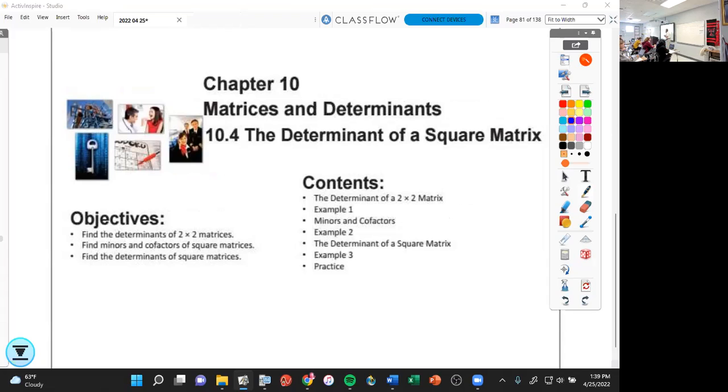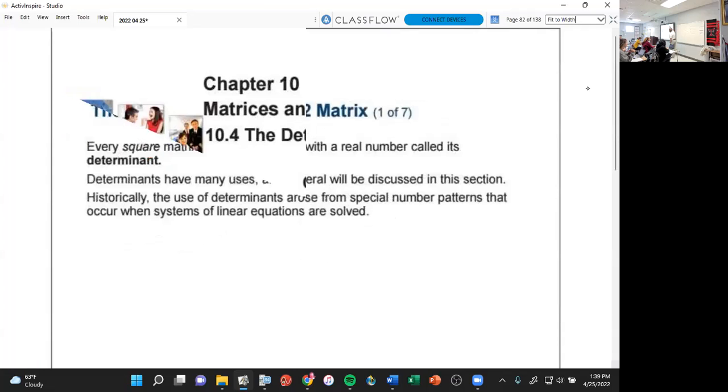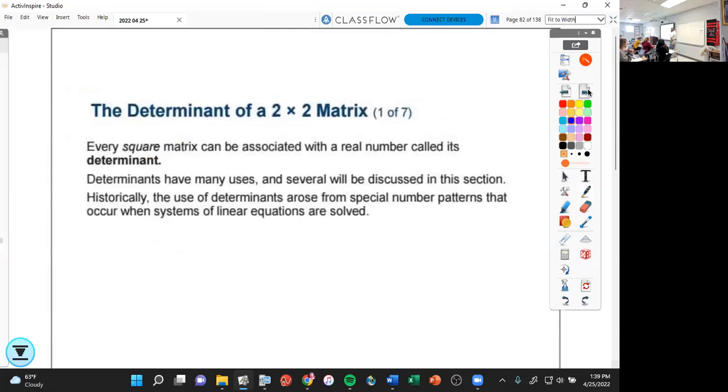You can only find the determinant on a square matrix, and we're only going to go up to a 3x3. We're not going to do a 4x4 or anything else. Okay. Every square matrix can be associated with a real number called its determinant. So if I have a square matrix, I can give you one number called the determinant that represents that matrix. They have many uses. We'll see some in this section, but we'll also come back to it in 10.5.